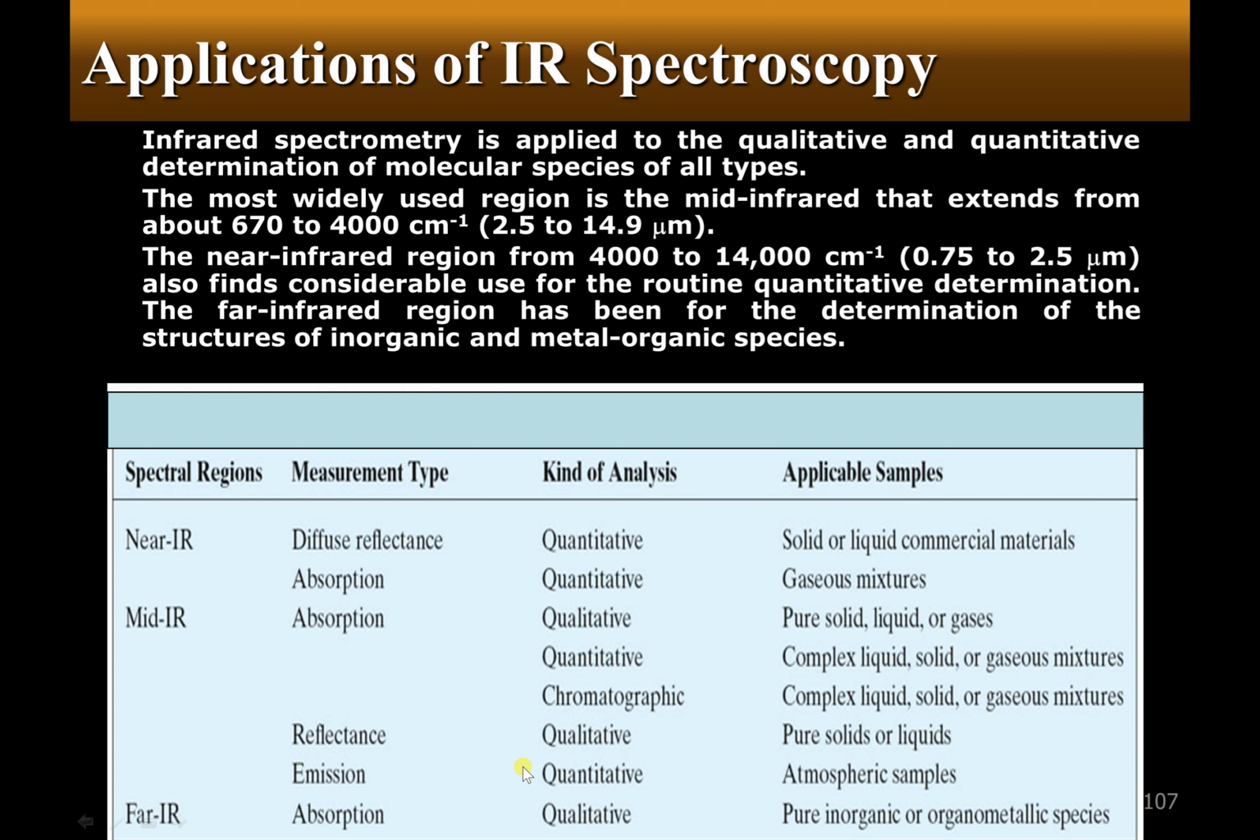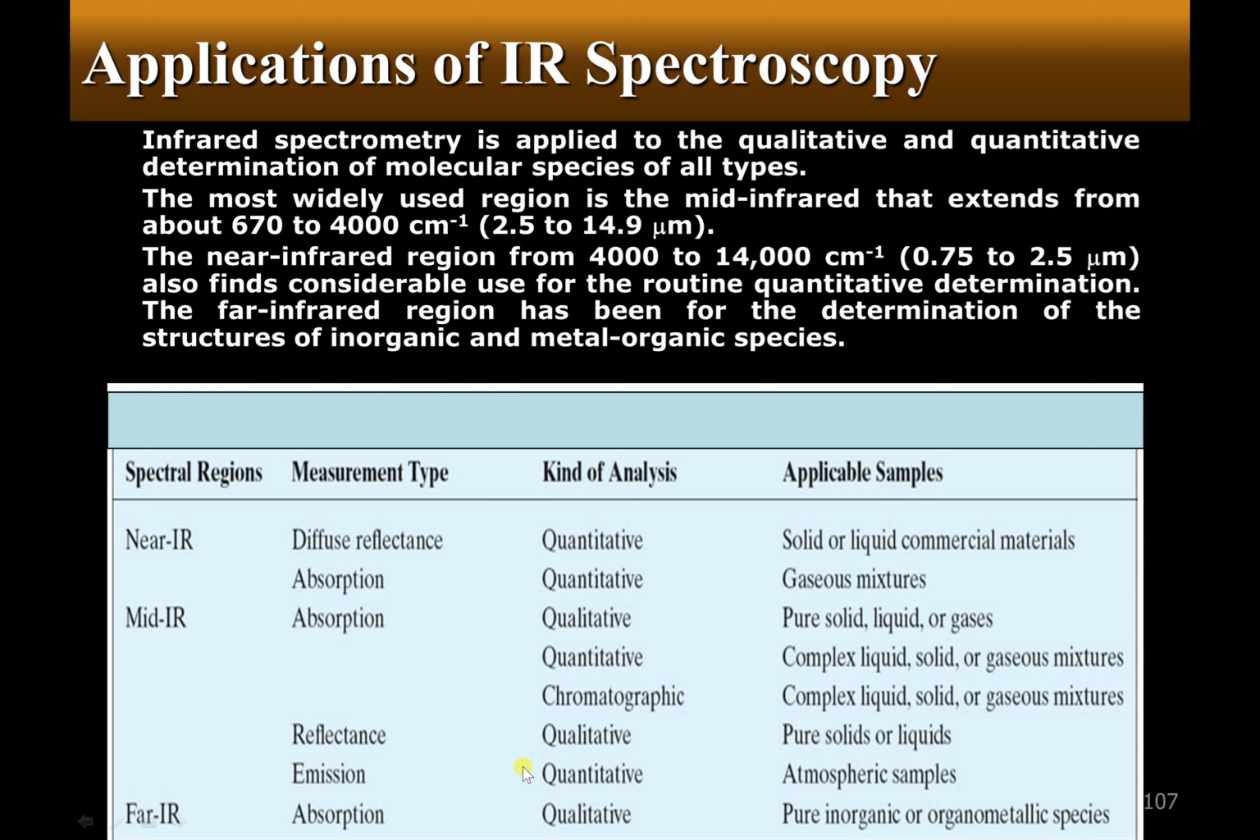The far infrared region has been used for the determination of structures of inorganic and metal organic species, and it comes at the extreme right hand of the electromagnetic spectrum. So here are the spectral regions: near, mid and far. Measurement type for near is diffuse reflectance or absorption, mainly for quantitative purposes, and samples can be solid or liquid commercial materials or even gaseous mixtures.